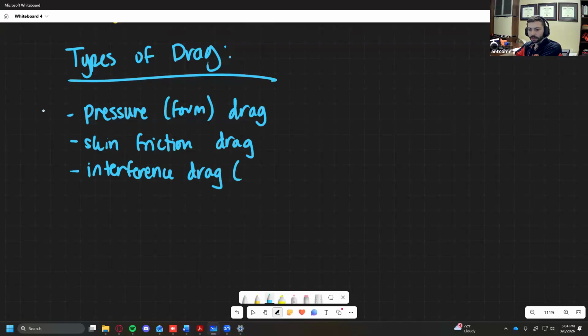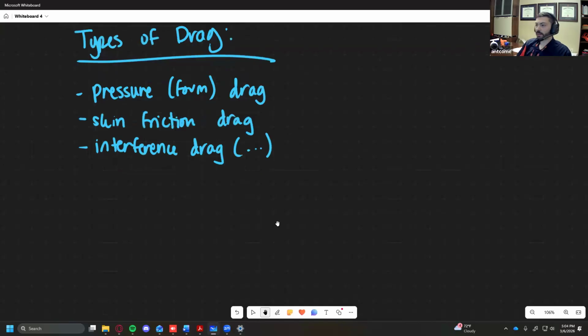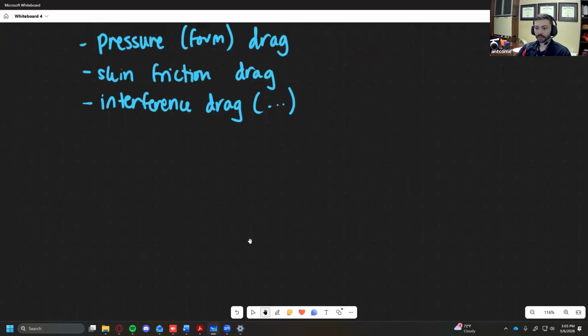And I'm not really going to cover this one very much. This one's kind of just an FYI. That's a little bit beyond the scope of what you guys are doing, but these two in particular, you do have some control over. Interference drag is really related to lift. It's more of a byproduct from lift. So again, just a little beyond the scope. But let's get into pressure drag.